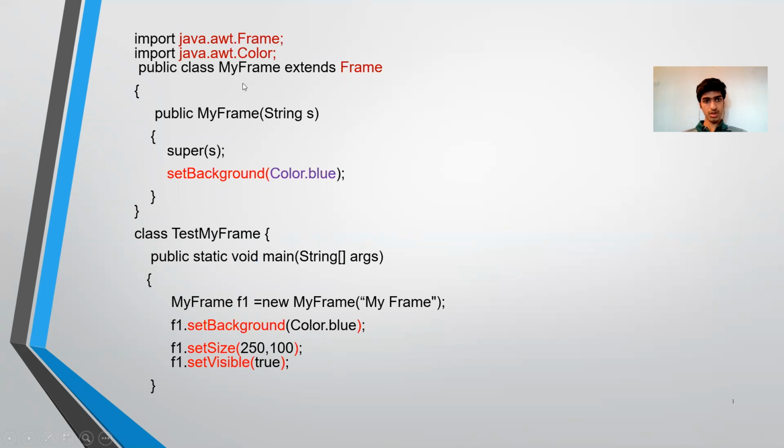Next, in this program, we can see that we use Frame through inheritance. By inheriting from the Frame class, we can create our own class, MyFrame, where MyFrame can have either a parameterized or a default constructor. Using that frame object, we can set the size and visibility.